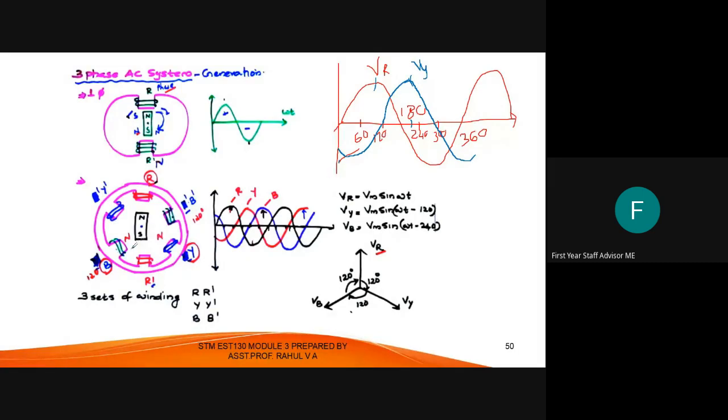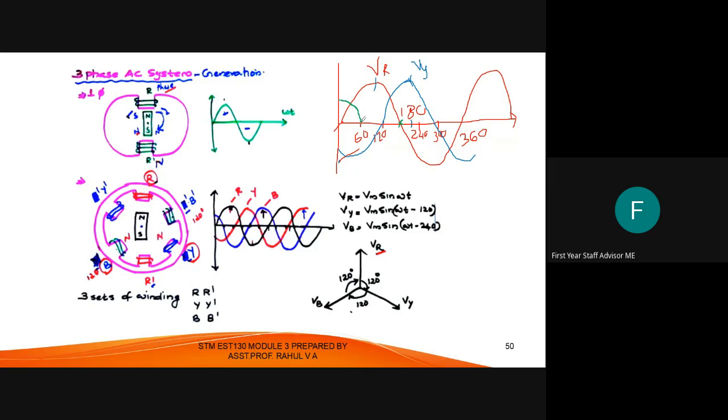Again, look at the third winding. I can say that voltage at B is leading R voltage. Okay, so what I'm going to do is, I can say that VR has crossed 0 at 180 degree. So since VB is leading, it should cross 60, so that there will be a 120 degree difference.